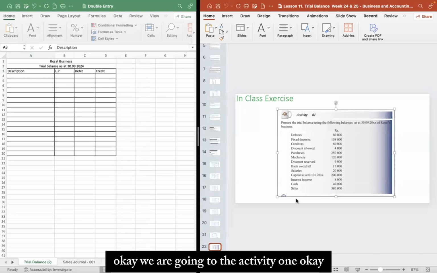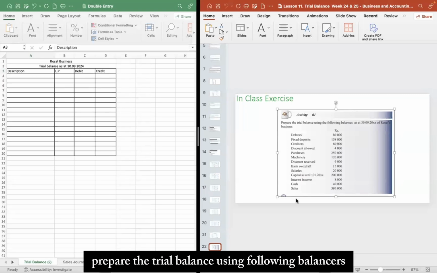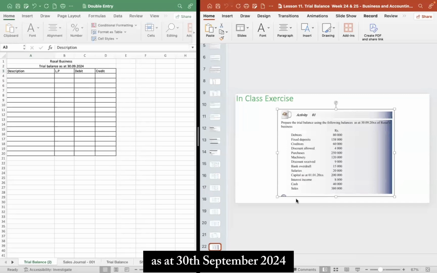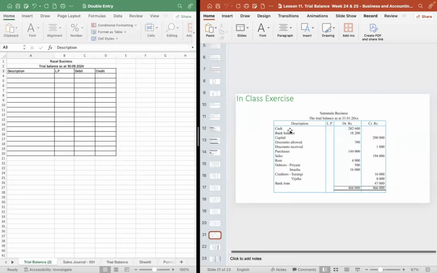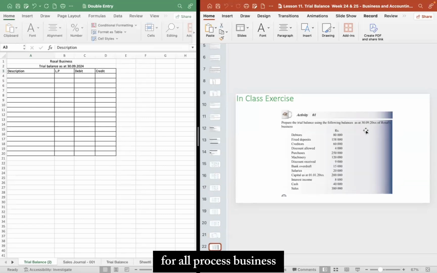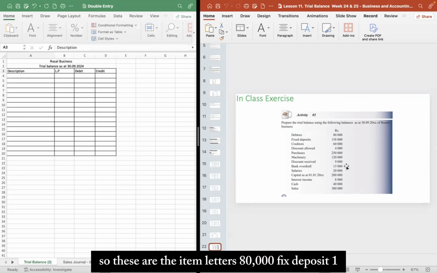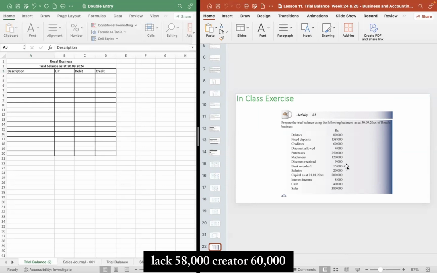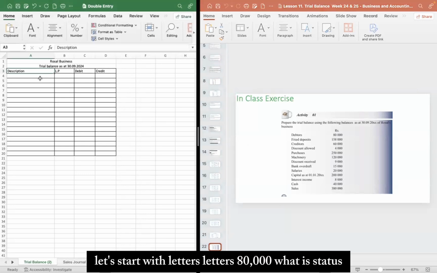Okay, we are going to activity 1. Prepare the trial balance using the following balances as at 30th September 2024 for Rosal's business. These are the items: debtors 80,000, fixed deposit 1,58,000, creditors 60,000, discounts allowed 4,000, and so on until sales 3,80,000. Okay, let's start with debtors.